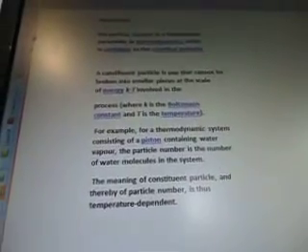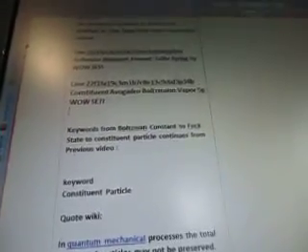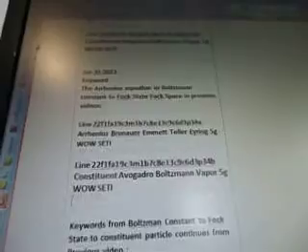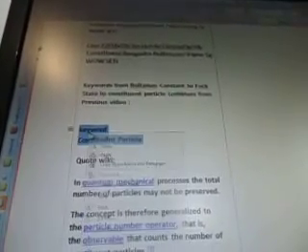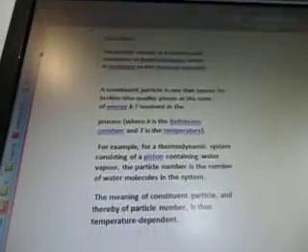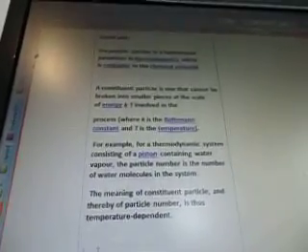And unfortunately, I forgot to put what the next keyword is. Hold on. The next keyword is going to be constituent particle. That's why. Okay, so I'm just going to copy this and pop it back over here. So I guess it's going to continue.